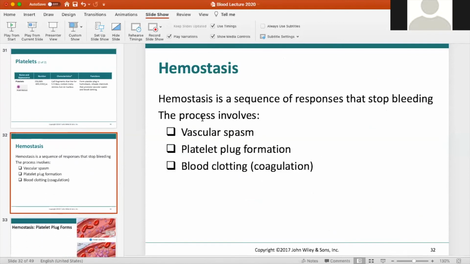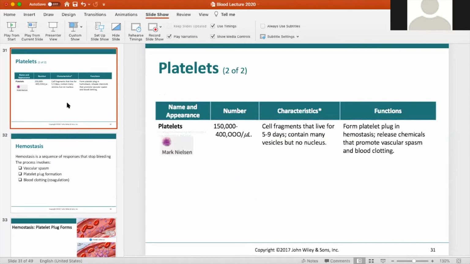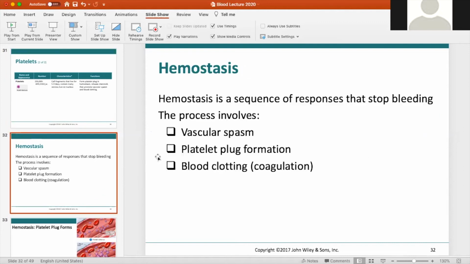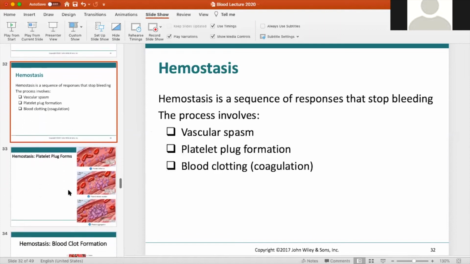And these are our 3 steps. So we have hemostasis: vascular spasm, platelet plug, and then blood clotting. Before we go there, you want to remember where those platelets came from. So the platelets, we see about 150,000 to 400,000. We know that they're cell fragments and that they are going to assist the body in the stoppage of blood. All right.